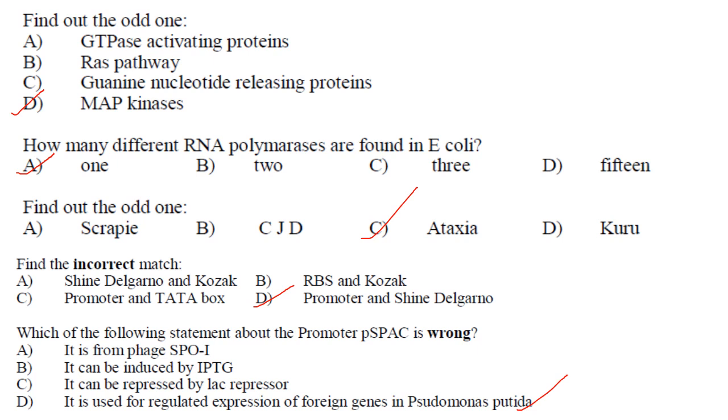The next one. Which of the following statements about the promoter in pSPAC is wrong? It is from phage SPO1. That is correct. It can be induced by IPTG. That is also correct. It can be repressed by lac repressor. That is also correct. It is used for regulated expression of foreign genes in Pseudomonas putida. That is not correct. So answer is option D.